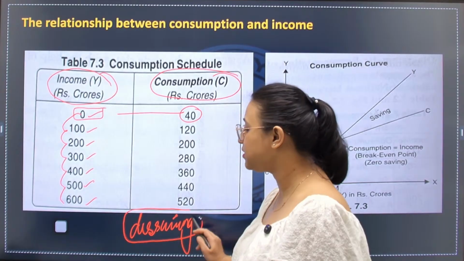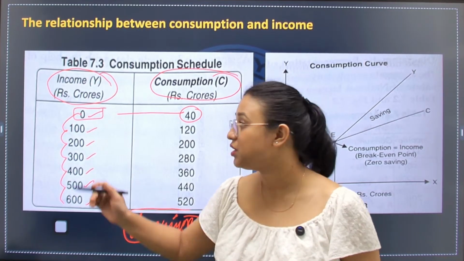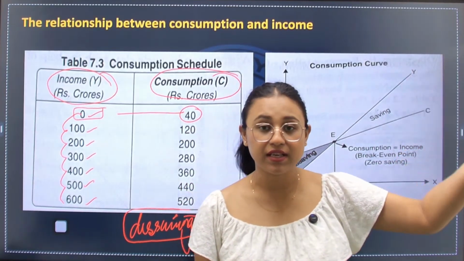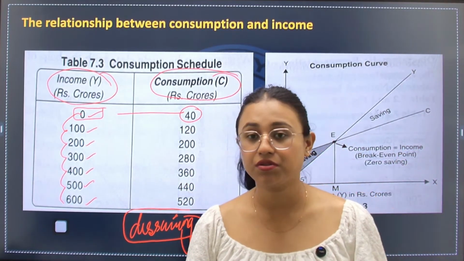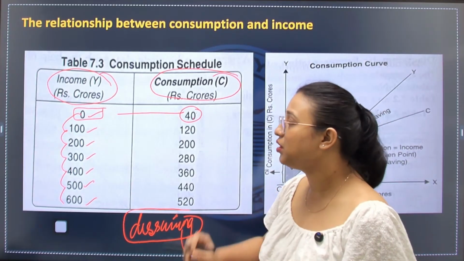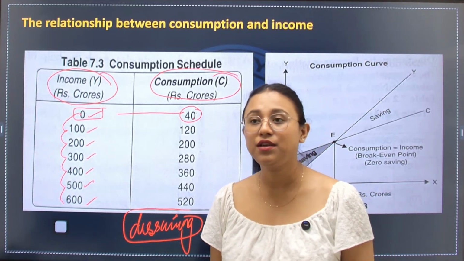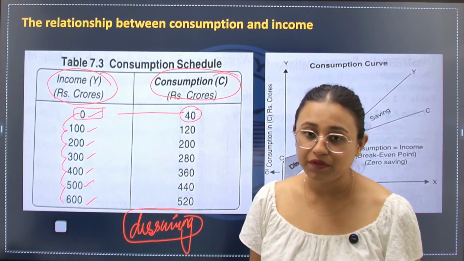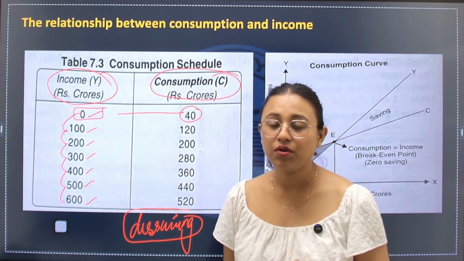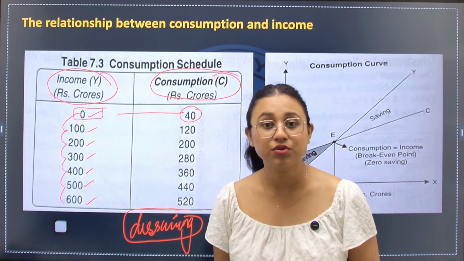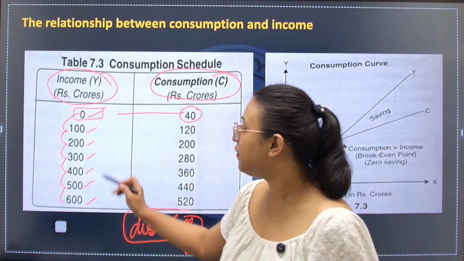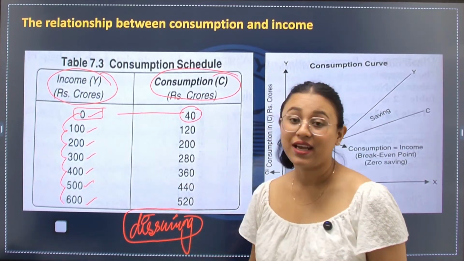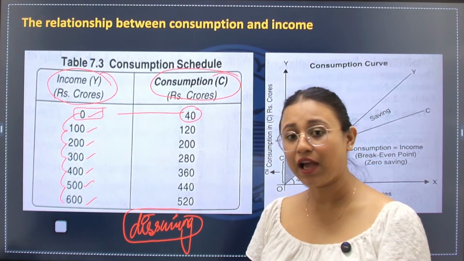Dissaving means that if this month you are earning 0 income, but from your previous savings you spend money and consume 40 crores. So when you take out money from your previous savings in order to consume goods and services at present time, when your income is 0, it is referred to as dissaving. I hope you are clear.